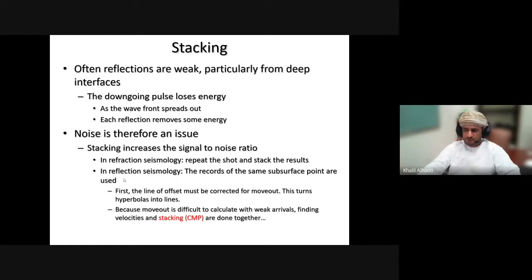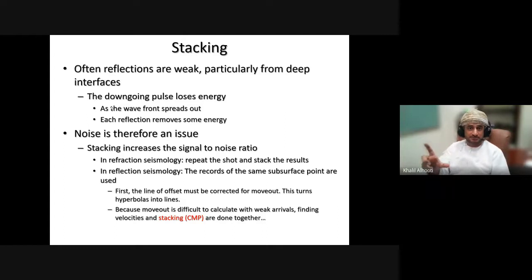So we talked before about stacking. Vertical stacking in seismic refraction is repeating the measurement without changing the source and receiver points or configurations. Here, stacking is totally a different thing. It's a part of seismic data processing.